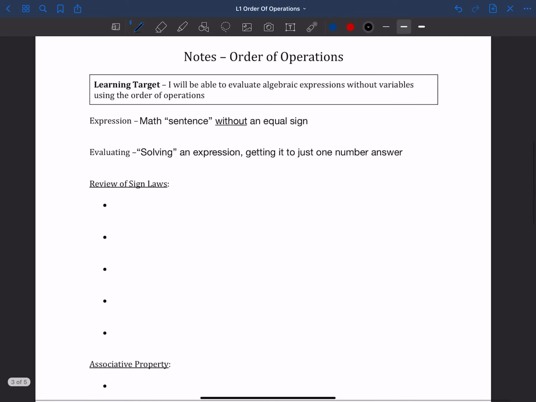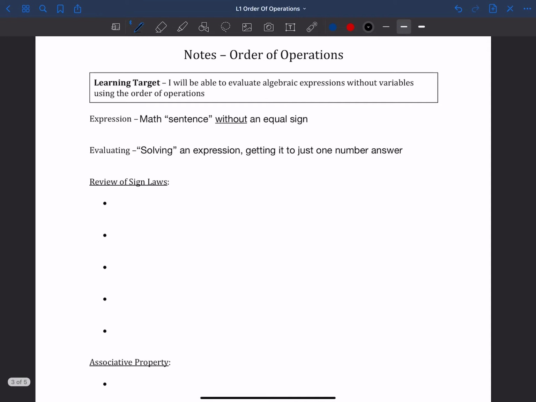So the real meat and potatoes of what we're going to do today is talk about order of operations, right? So we've talked about how an expression is like a math sentence. The important part about it is also that it doesn't have an equal sign, right? If you have an equal sign and something on the other side, all of a sudden we're talking about an equation, not an expression, right? It's not going to be super duper important to be able to tell like, oh, this one is of course an expression, right? But just something to know.